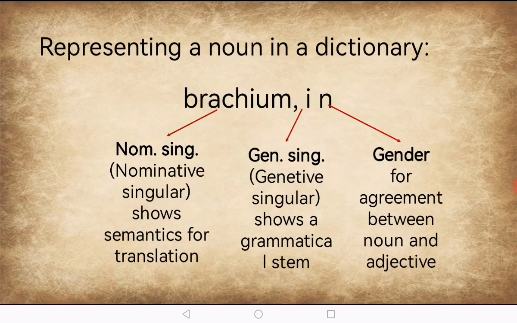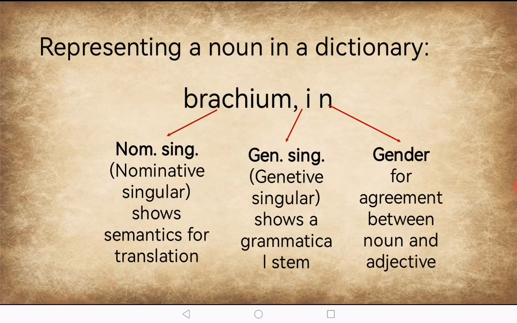We have to understand all these things to see how a noun is represented in a dictionary. For example, brachium, brachii, neutrum. Brachium is the nominative singular form, the form of nominativus singularis, and it shows all the semantics for translation. The ending ii is the ending of the genitive singular. It shows a grammatical meaning. The last letter N stands for neuter.